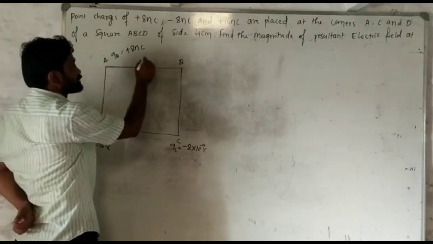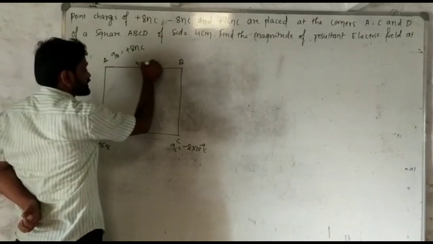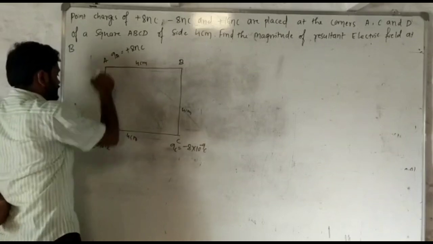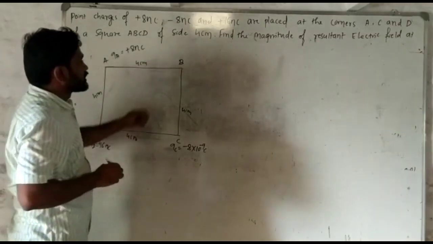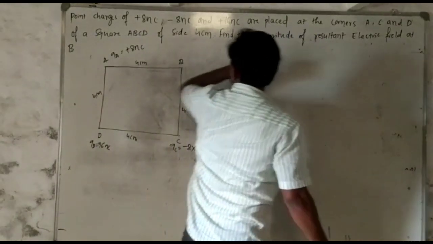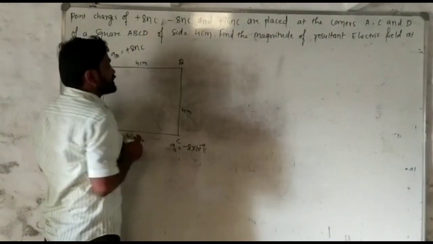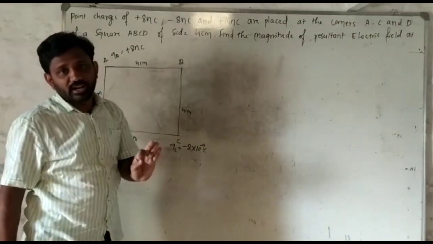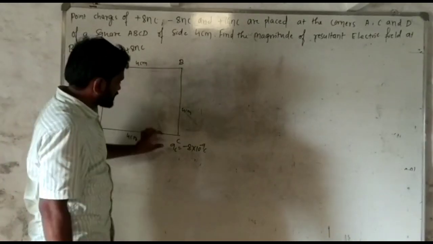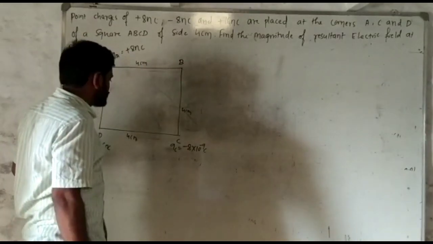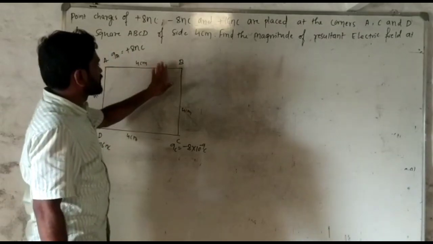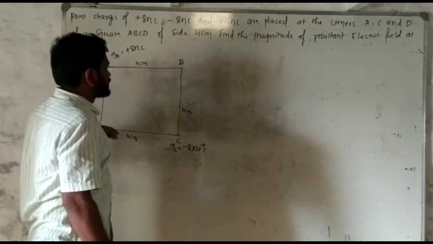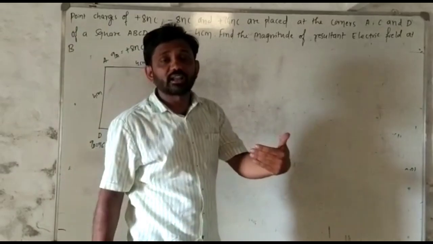Here the square side is 4 cm. It means AB is equal to 4 cm, BC is equal to 4 cm, CD is equal to 4 cm, and AD is also equal to 4 cm. Now we find the magnitude of electric field at B. At the point B, three electric fields are acting: one due to QA, another due to QC, and another due to QD. First, calculate the electric field at B due to each, then we calculate the resultant electric field.